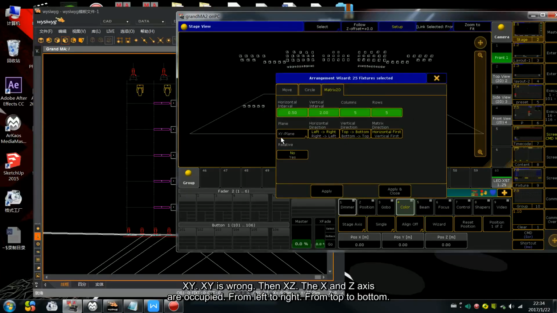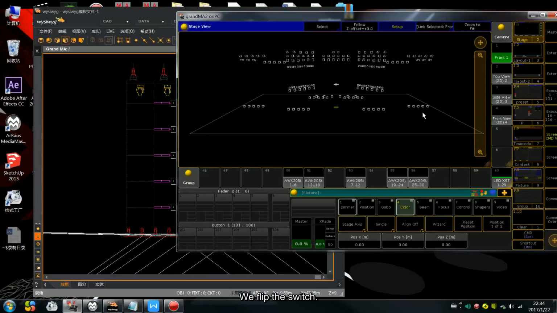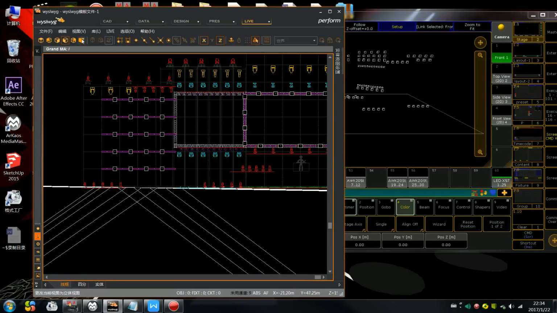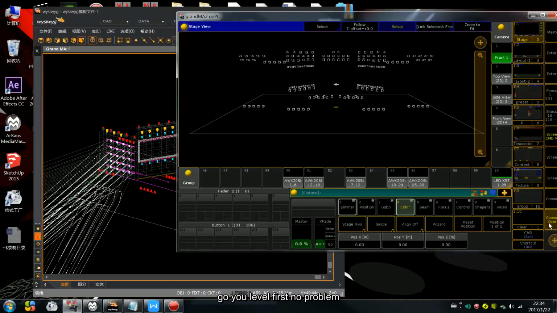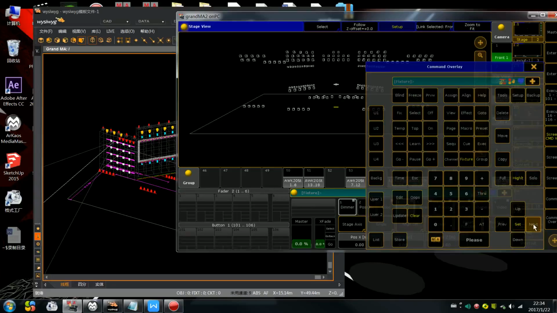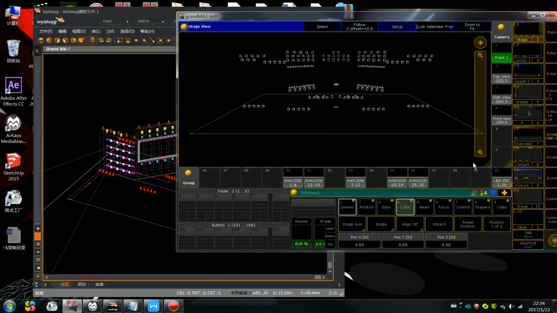XY. XY is wrong. Then XZ. The X and Z axes are occupied from left to right, from top to bottom. Level. We are level. Let's see if the level is prioritized. We flip the switch. After pressing the switch, we press the first light. Go. Level first, no problem. Level first. Dot.